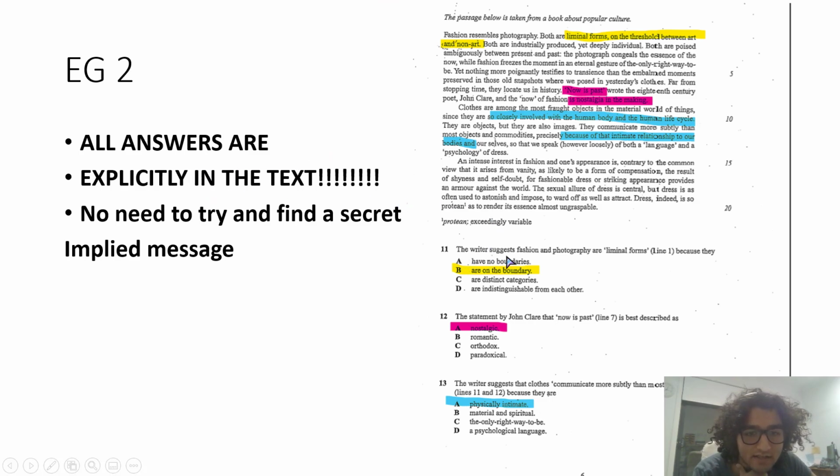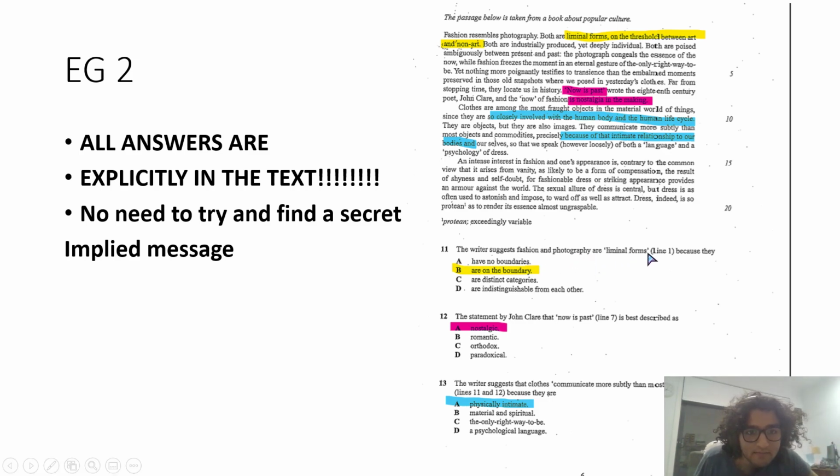The writer suggests that fashion and photography are liminal forms because they have no boundaries, are distinct categories, or are indistinguishable from each other. Now, I have no idea what this word liminal means. No idea, right? So I could get out my dictionary and look at it. That's fine. You should do that, right? If you have time, you should do that. But even without doing that, because actually, I'll tell you now, liminal means on the boundary, right? But I didn't know that before. When I was answering this question, I had no idea. So how do we do this?